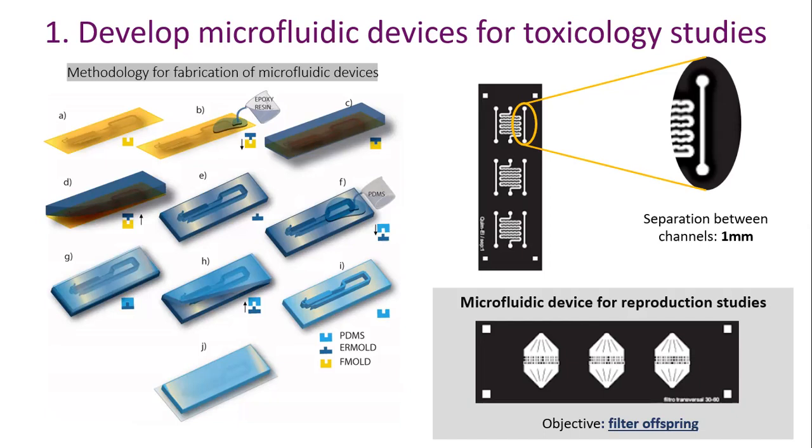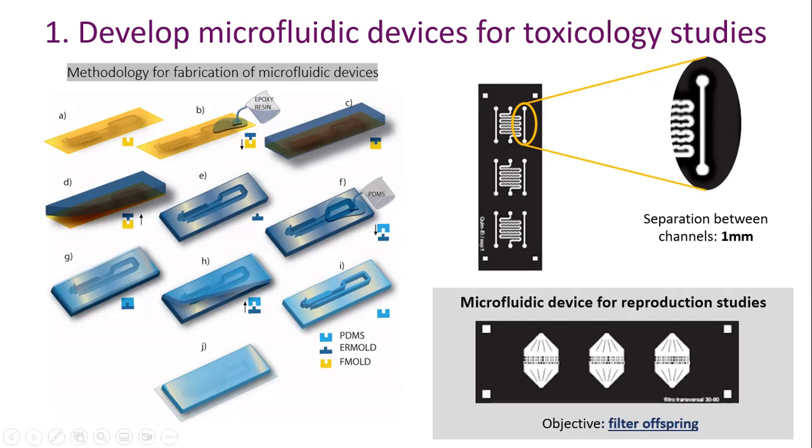Here you can see the designs we are working with. This is the one I will talk about today. And to make a parenthesis, we are using this one to measure offspring in reproduction assays. This works as a filter to collect the offspring while the adult nematodes remain in the device. In addition, each device has 3 repetitions.